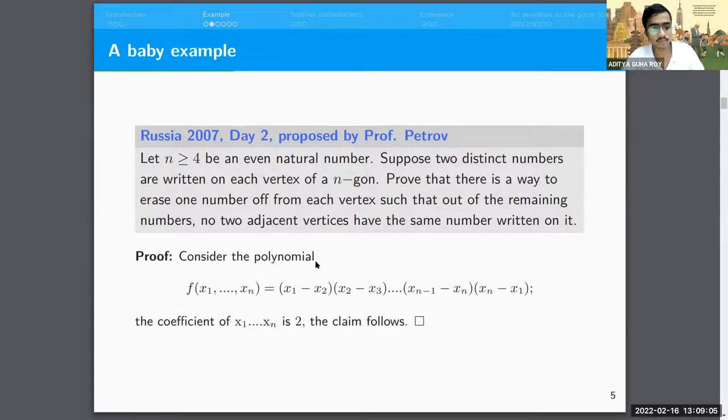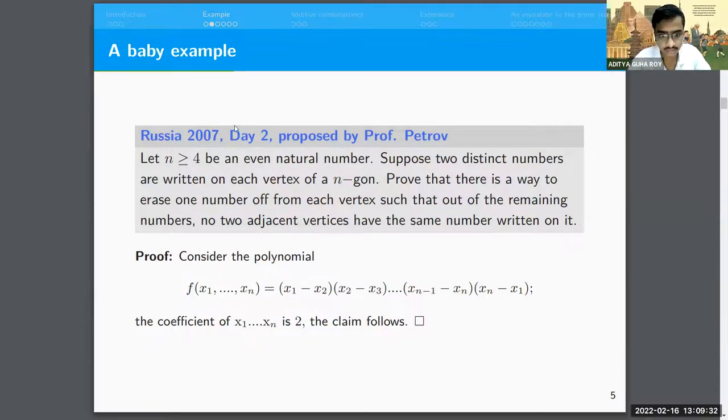So the idea of using combinatorial Nullstellensatz is, given a problem, we try to encode it in terms of a polynomial, then we show that a certain coefficient is non-zero, and that gives us all the profit. So we consider the polynomial f(x1, ..., xn), defined by (x1 minus x2) times (x2 minus x3) and so on, up to (xn minus x1). And it's easy to see that the coefficient of the term x1 to xn is 2.